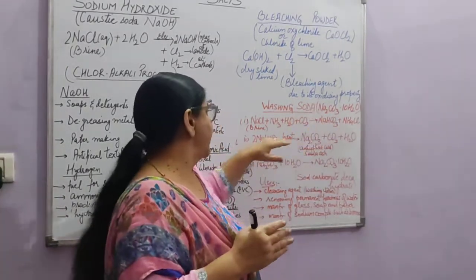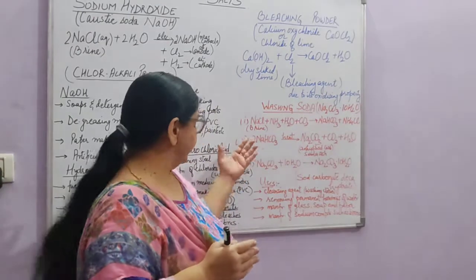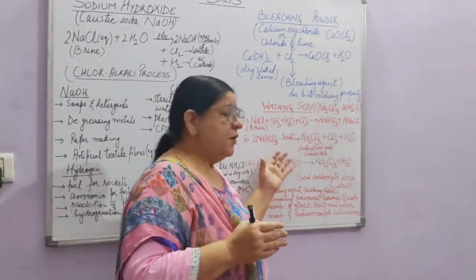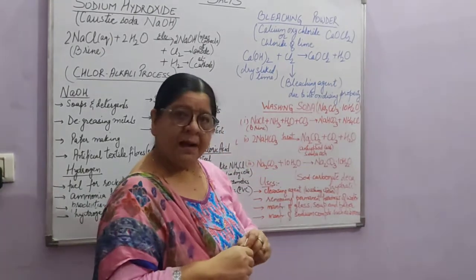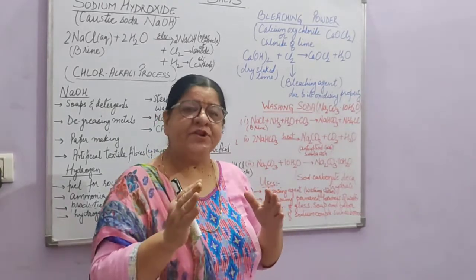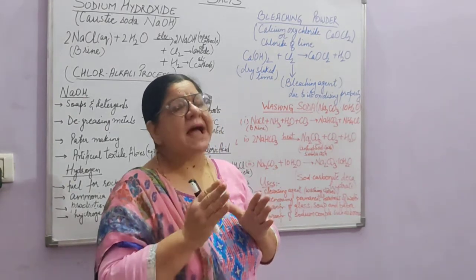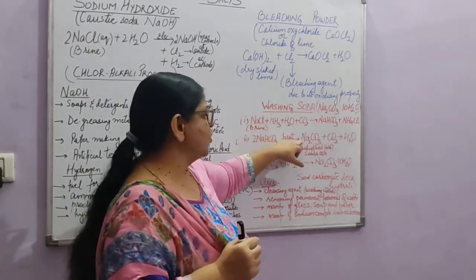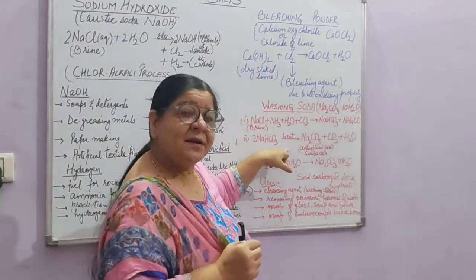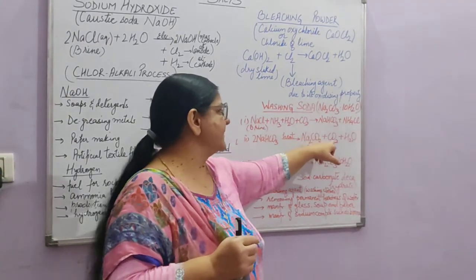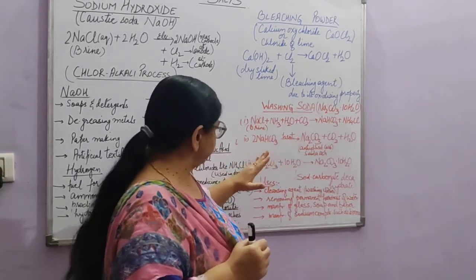So NaHCO3 is separated out from NH4Cl, because it is in the precipitate form. When this sodium hydrogen carbonate is heated in the second step, it produces anhydrous sodium carbonate, that is Na2CO3. Anhydrous means dry. Whenever the word anhydrous is used, that means dry. So this is also known as soda ash. Sodium carbonate in the dry form is known as soda ash, plus carbon dioxide gas is released, plus water.